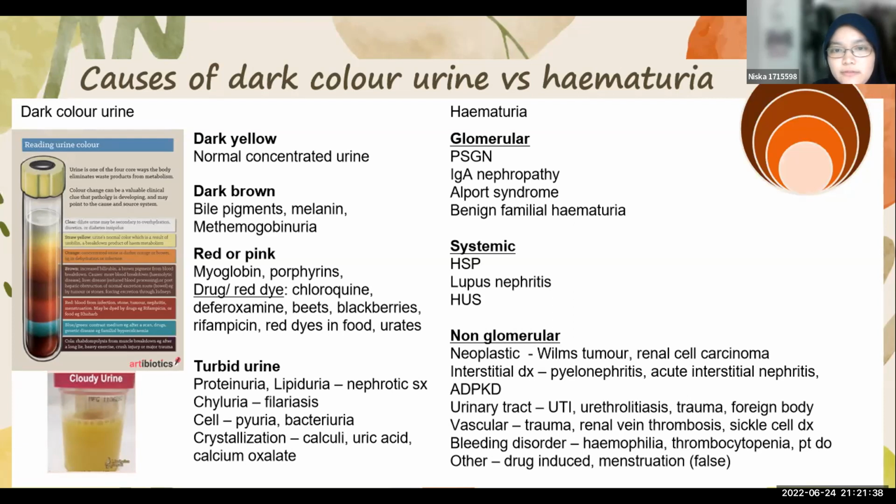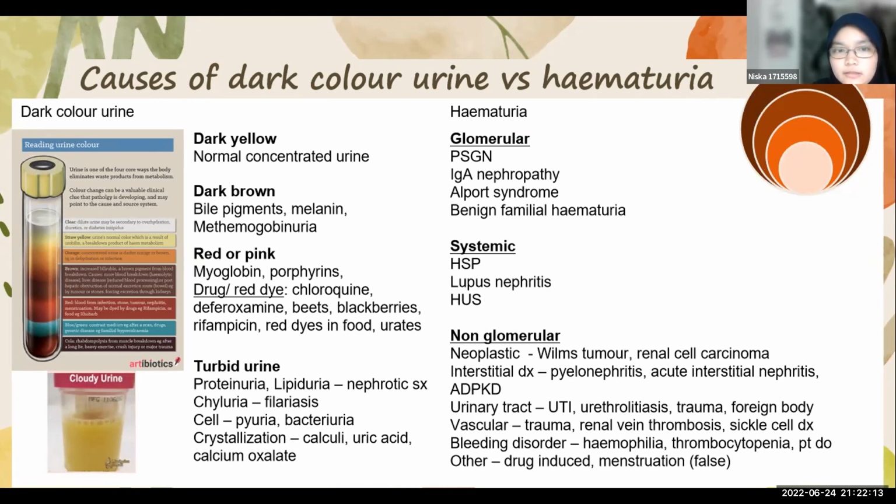Another color that we have is turbid urine. One of the causes could be proteinuria, lipiduria in nephrotic syndrome, and then chyluria. Chyluria is a condition where there is lymphatic fluid leaking into the kidney. One of the causes could be a parasitic infection like filariasis, and then cells like pyuria and bacteriuria. And lastly is crystallization like in calculi, uric acid and calcium oxalate.